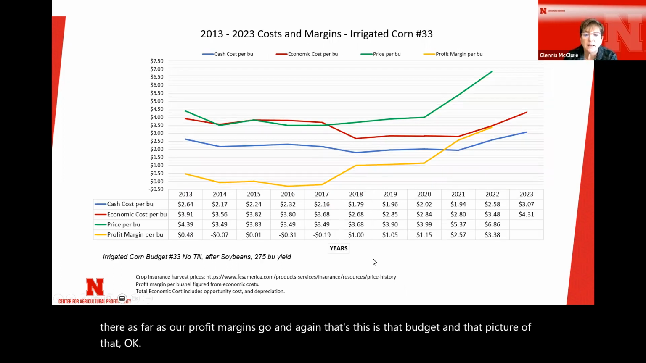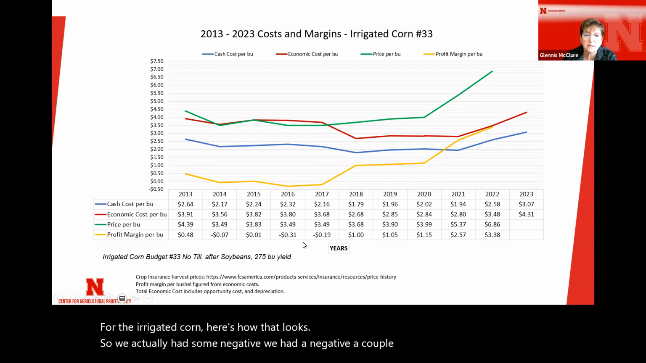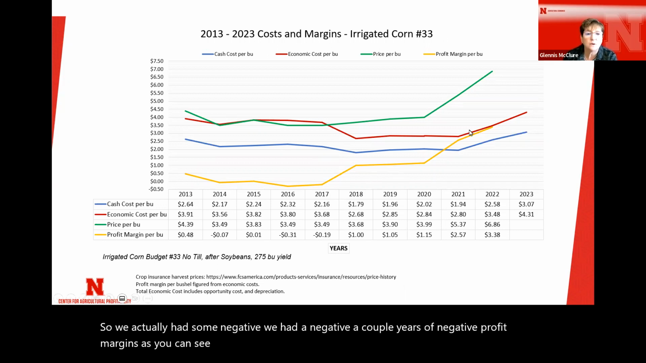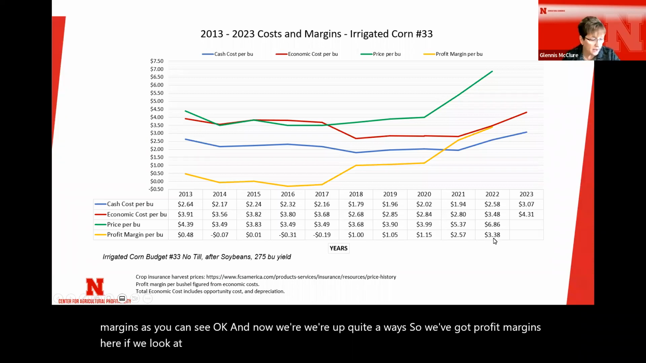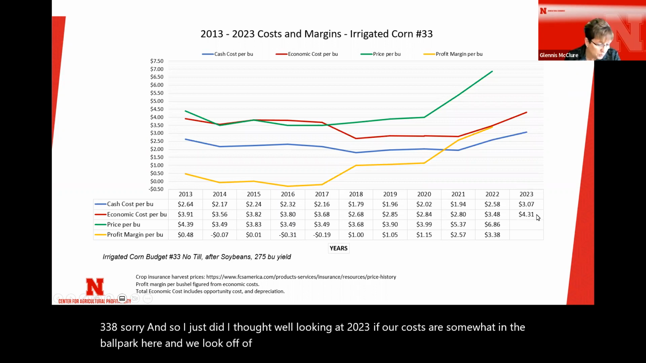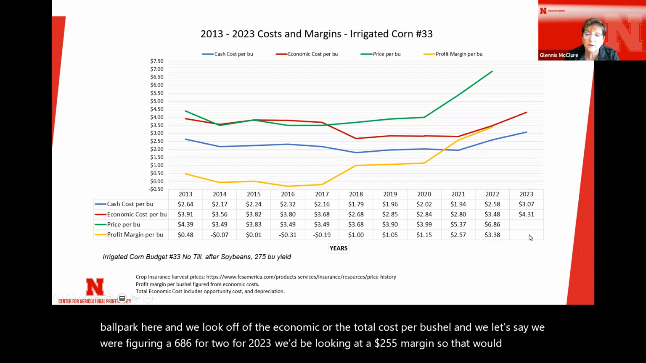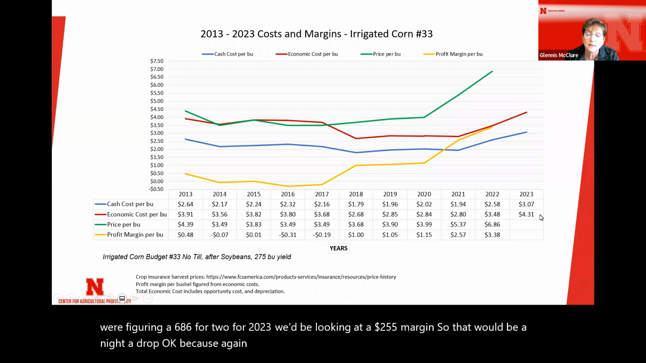For the irrigated corn, here's how that looks. So we actually had a couple of years of negative profit margins, as you can see. And now we're up quite a ways. So we've got profit margins here. If we look at that 686 figure, we're at the 338, sorry. And so I thought, well, looking at 2023, if our costs are somewhat in the ballpark here, and we look off of the economic or the total cost per bushel, and let's say we were figuring a 686 for 2023, we'd be looking at a $2.55 margin. So there would be a drop, because again, those costs have gone up as we figured those for 2023.